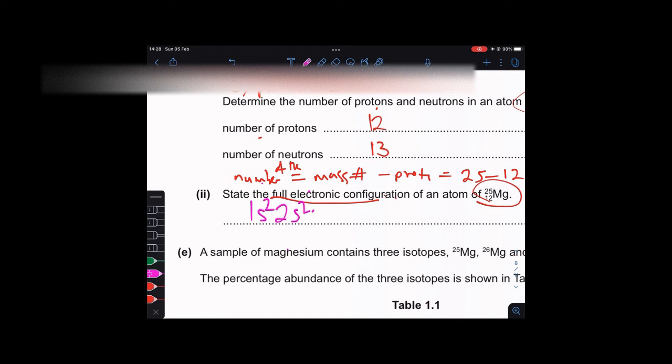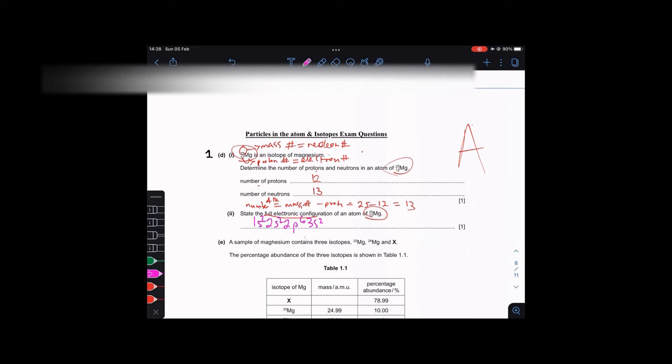2s2, 2p6, 3s2. That's the electronic configuration of what? Of the atom of magnesium, right?